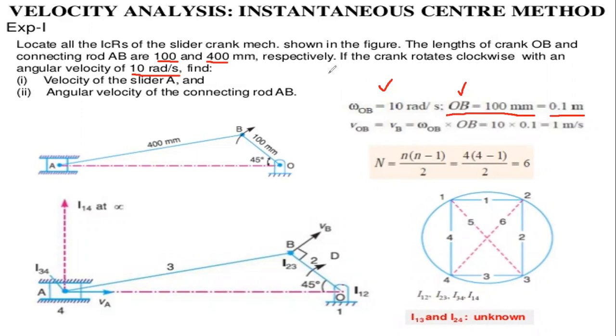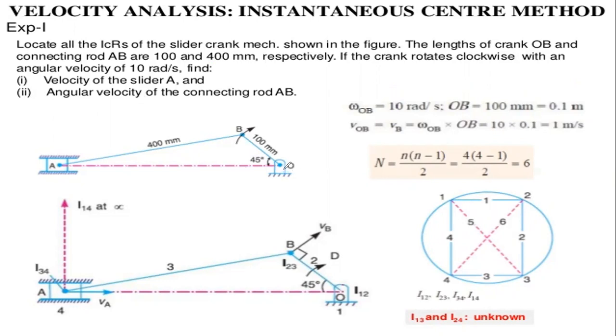Therefore the length of AB is 400 mm, and by converting it, we get the value 0.4 meters. Then we draw the diagram of the given slider crank mechanism. So this is the given diagram.